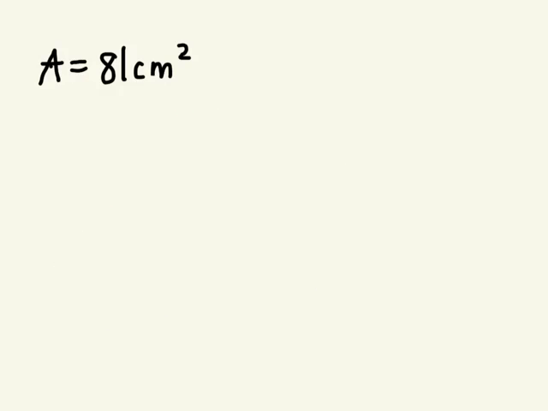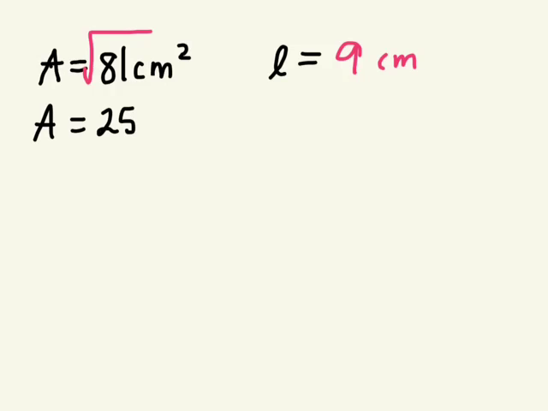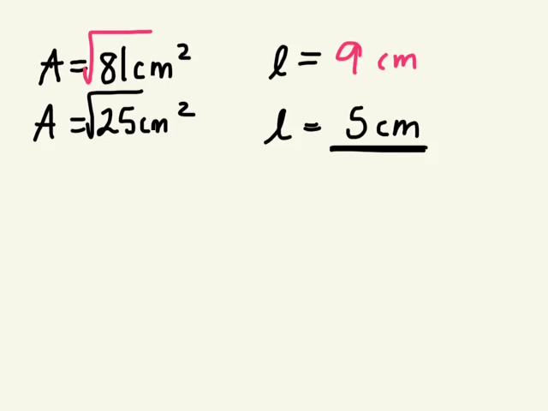If you're given the area of 81 centimeters squared and I want to know the length, well, we have to do the square root. Square root of 81 is 9 centimeters. Good. What if the area is 25 centimeters squared? What's the length of one of the sides? Good. Square root is 5 centimeters. 5 times 5 gives me 25. That's the area.